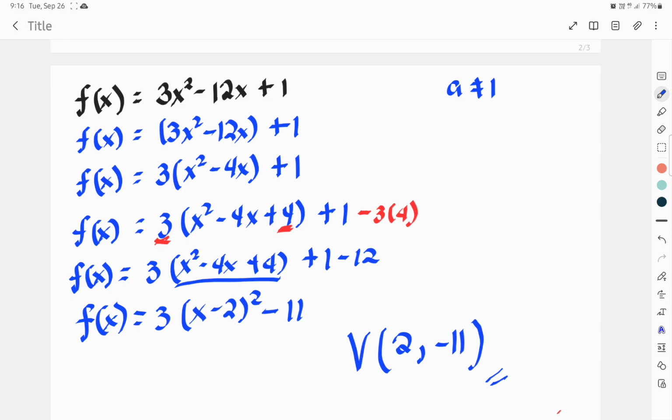I hope you learned something with these two examples. You can explore with that, and in the next video, we're going to have another exploration about the graph and evaluation of the quadratic function.